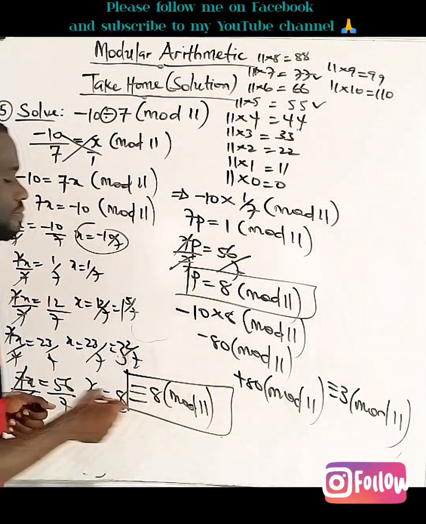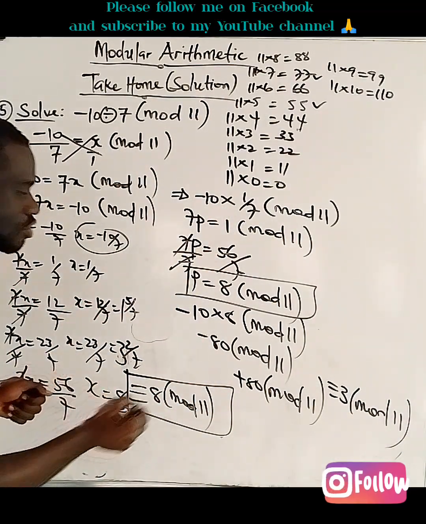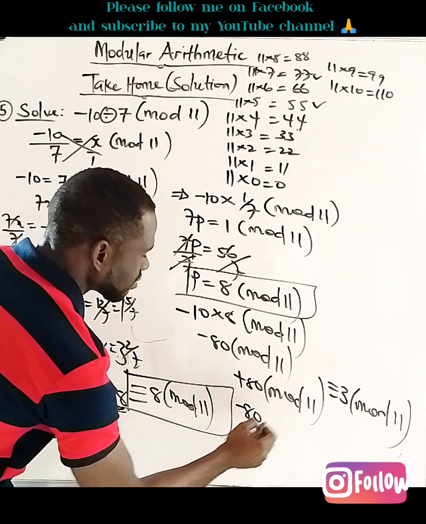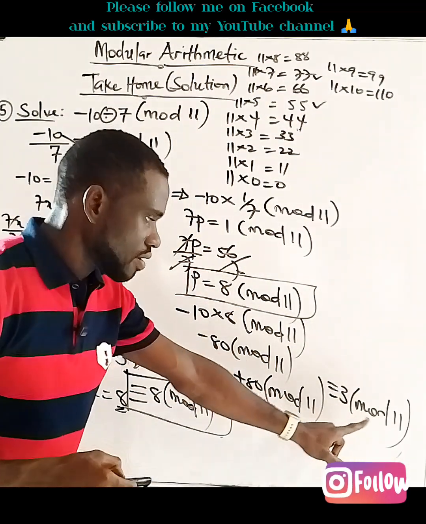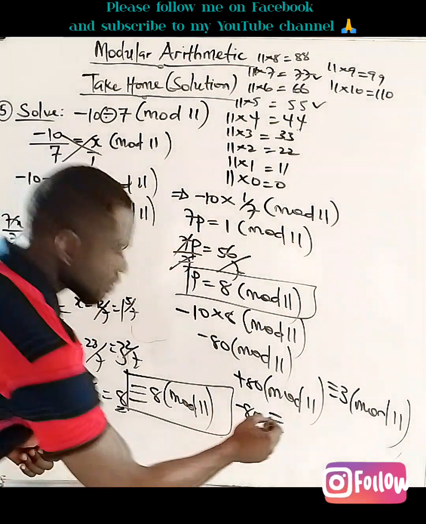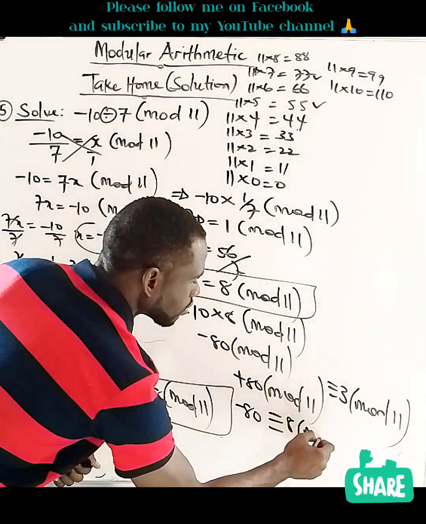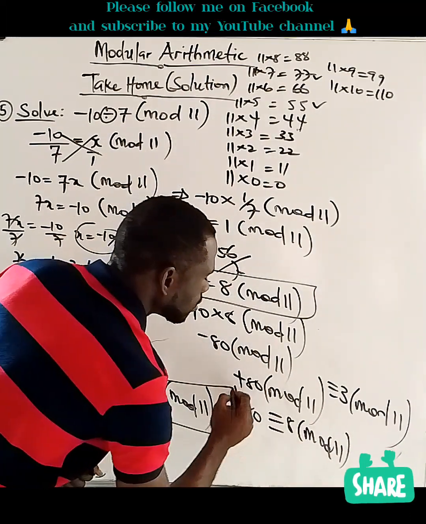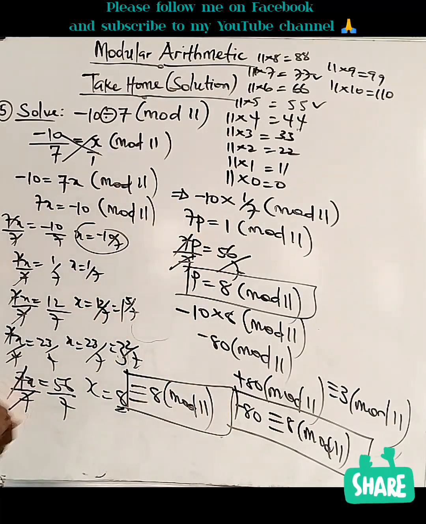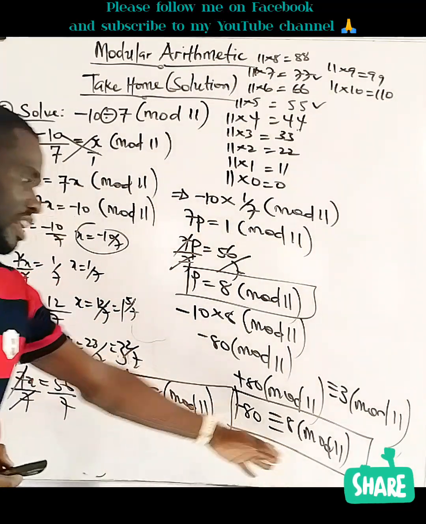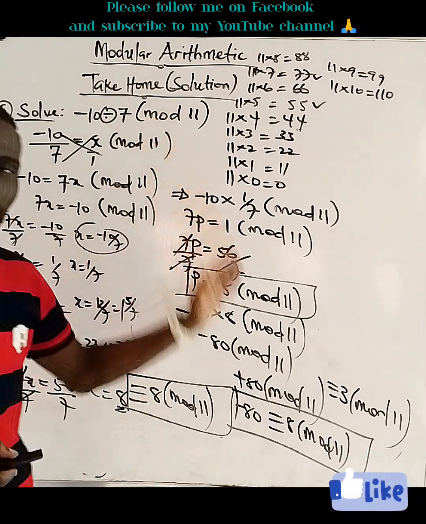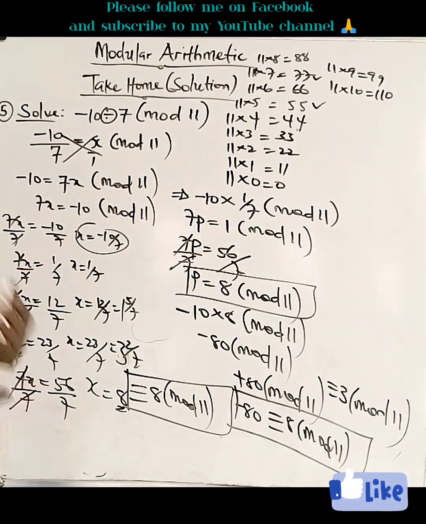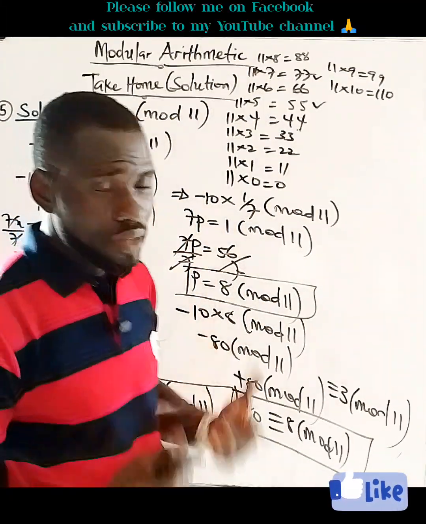So if positive 80 gives us 3 modulo 11, what's negative 80 going to give us? Don't forget, you're just going to take this off 11. So 11 minus 3 is 8 modulo 11. Simple as that. So this is the final result. At least we got the same result, either you use the direct approach or you use the multiplicative inverse approach. Either of them will give you the same perfect result.